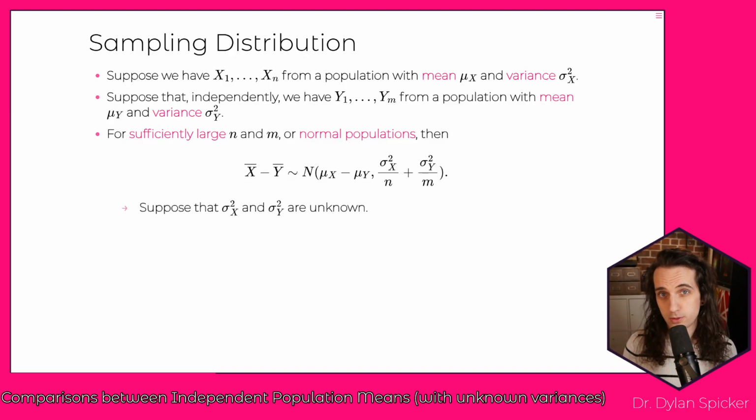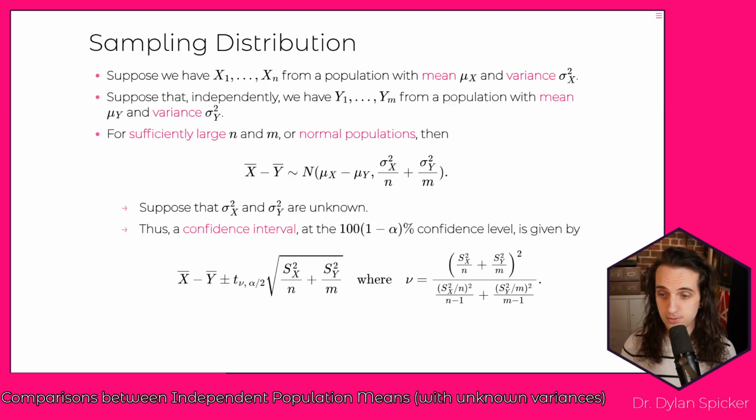Now, if sigma x squared and sigma y squared are unknown, then we can't directly use this because we do not know the variance here. And so the natural thing to do is replace sigma x squared and sigma y squared by their estimators. We can take the sample variances for those terms, but as soon as we do that, we're no longer going to be dealing with a normal sampling distribution. We're then going to be dealing with a t-sampling distribution.